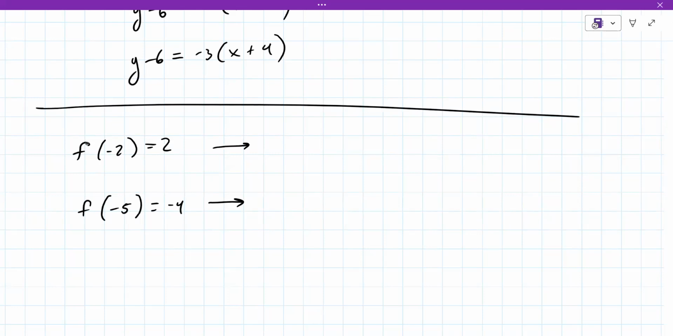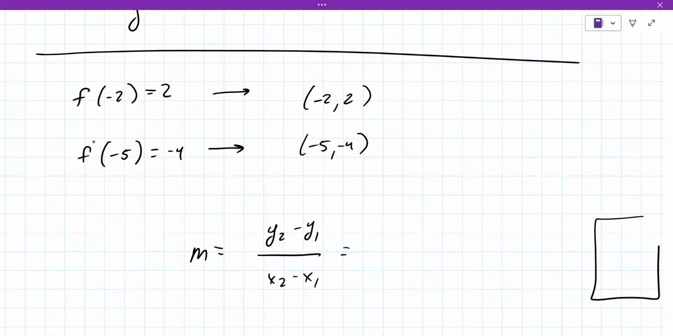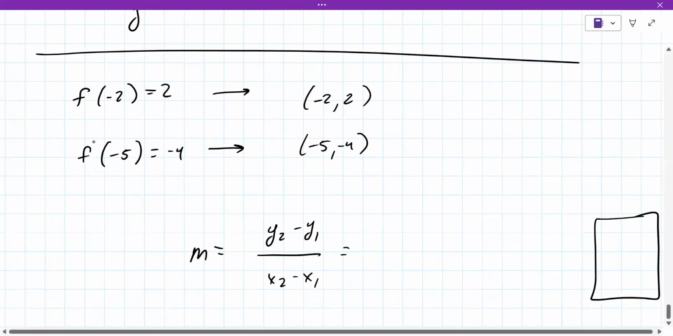The first ordered pair would be -2, 2. And the second ordered pair would be -5, -4. So the slope is y2 minus y1 over x2 minus x1. So just find the slope. Just give me the final answer, please. Would -2 be y2? No, -2 is x1. The first number is always x. Second number is always y. X comes before y in the alphabet.